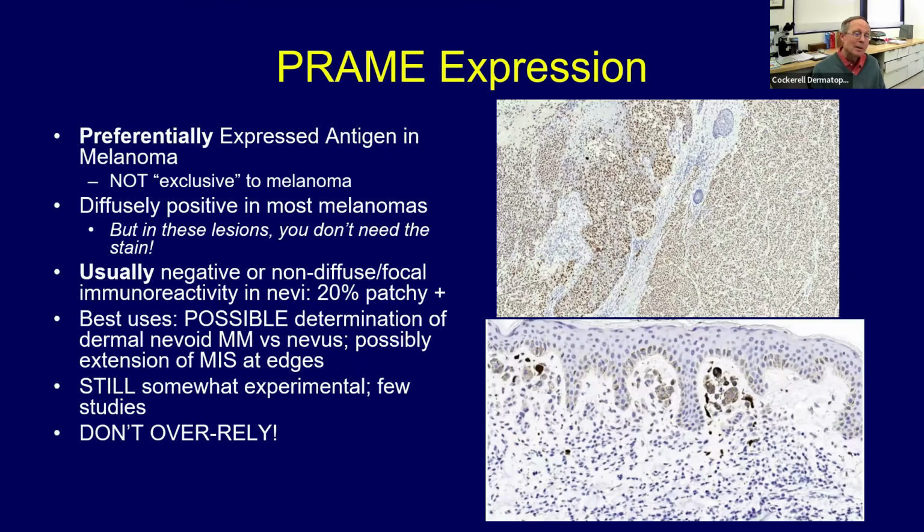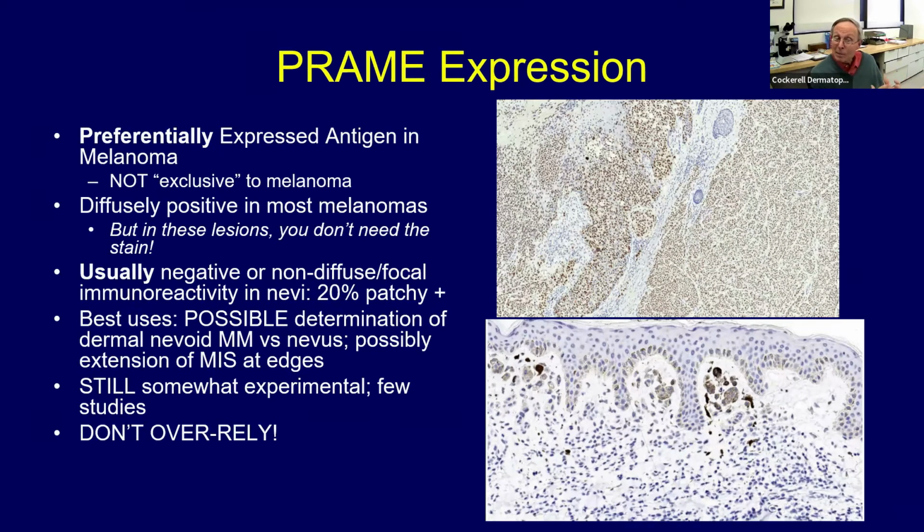PRAME, I'm not a big fan of PRAME. I think it's positive spotty in nevi, and it's sometimes negative in some areas of melanoma. I just don't really use it that frequently in our laboratory. A lot of guys do use it. And so it's something you can use, but I find that really it doesn't add a whole lot to morphology in my experience.